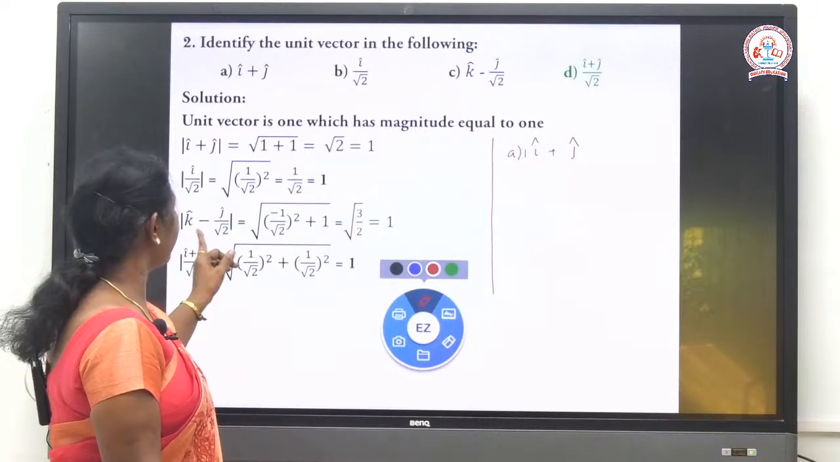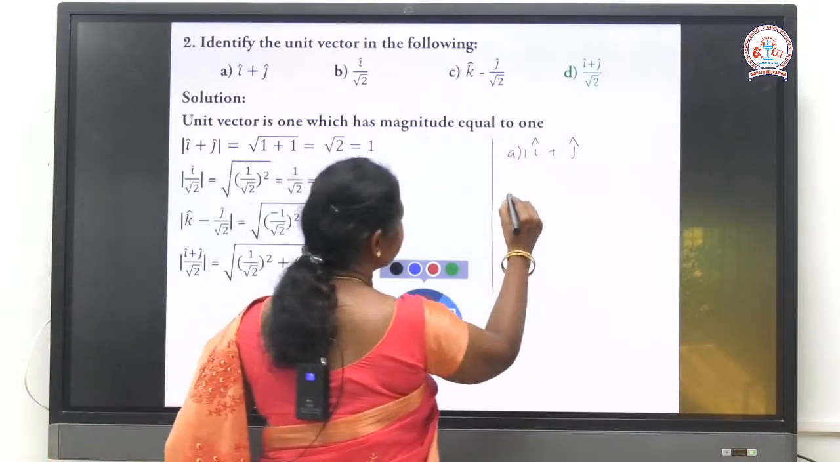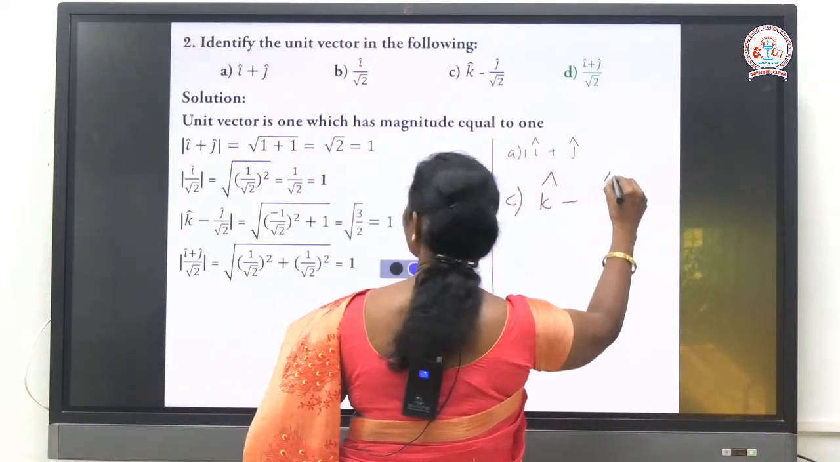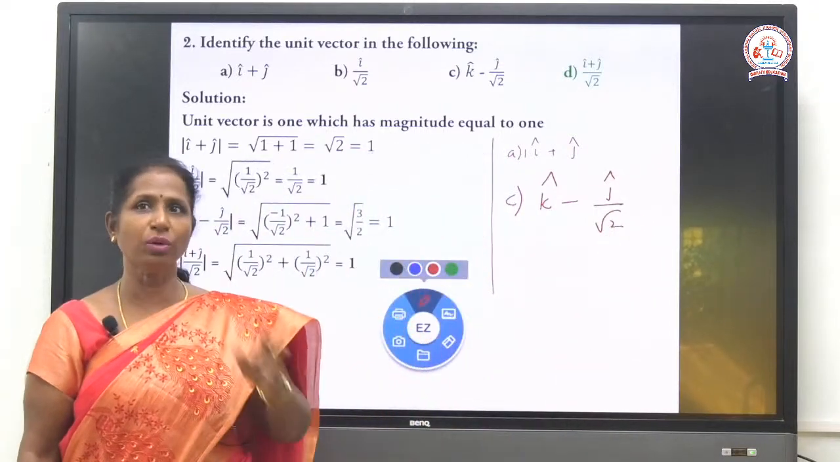The next one is k cap minus j cap by root 2. So this is the C option: k cap minus j cap by root 2. Okay, how to find the modulus? How to find the magnitude of this?